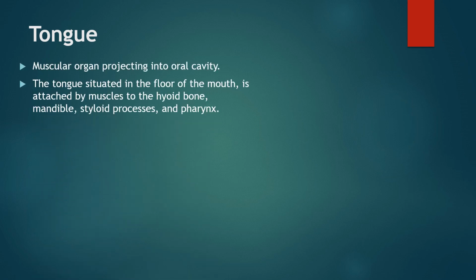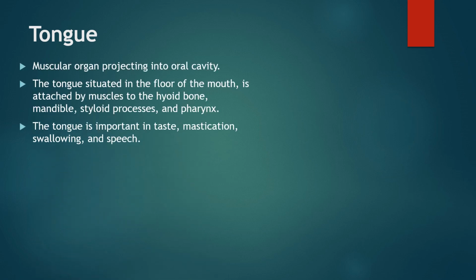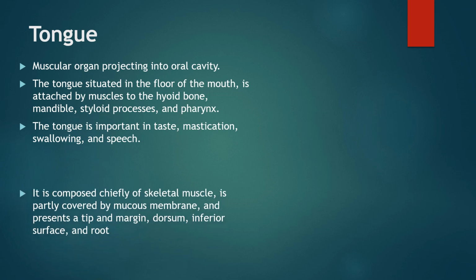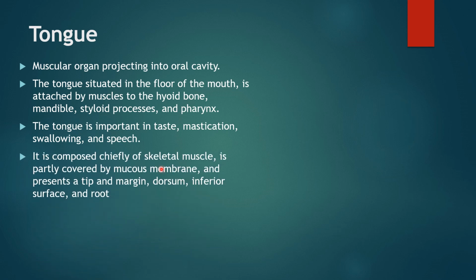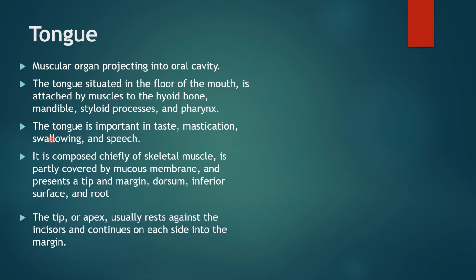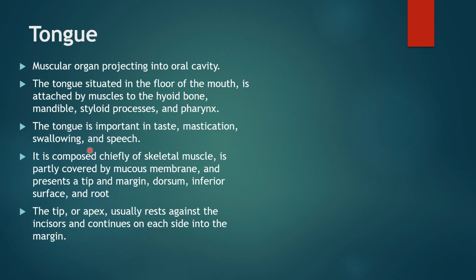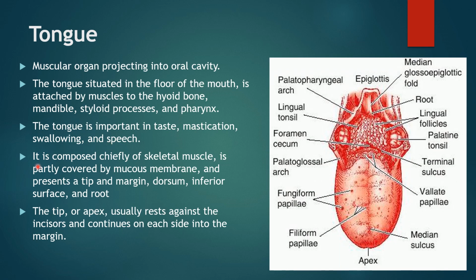So the tongue is the muscular organ that is projecting into the oral cavity. The tongue is situated in the floor of the mouth and is attached by muscles to the hyoid bone, the mandible, the styloid process, and the pharynx. Tongue is important in taste, mastication, swallowing, and speech. It is composed chiefly of the skeletal muscles.